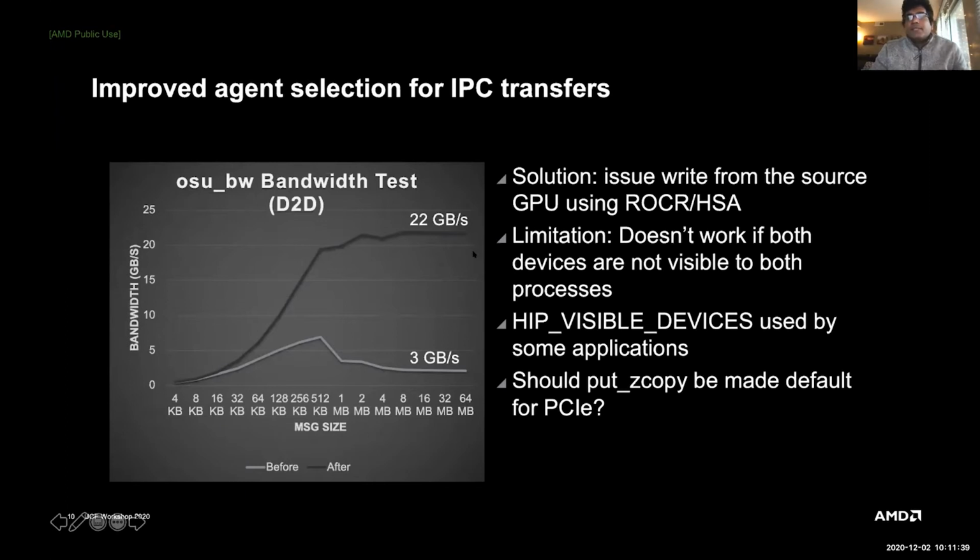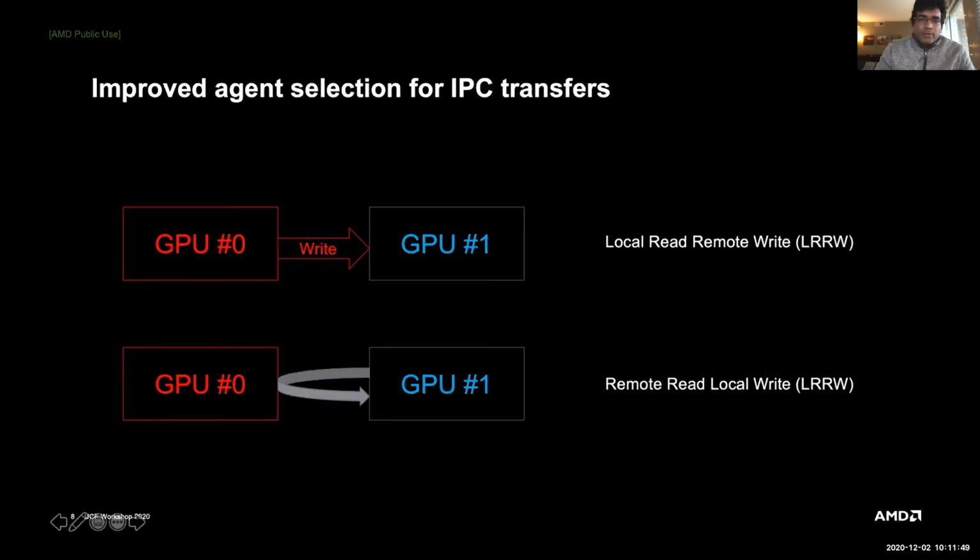But the main limitation of this approach is that the remote GPU has to be visible, so both the GPUs have to be visible to both the processes. If we go back to this slide here, let's say process 0 owns GPU 0 and cannot see GPU 1, and process 1 has GPU 1 and cannot see GPU 0. In that case, we cannot use that approach, right? Because there is no way to tell GPU 0 to write the data to us if we don't know that it exists, or if we have no way to send the command to it.